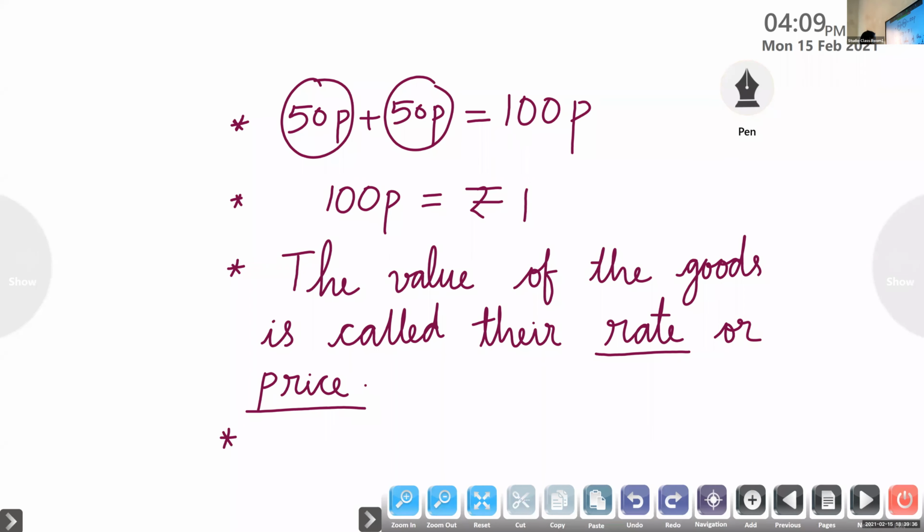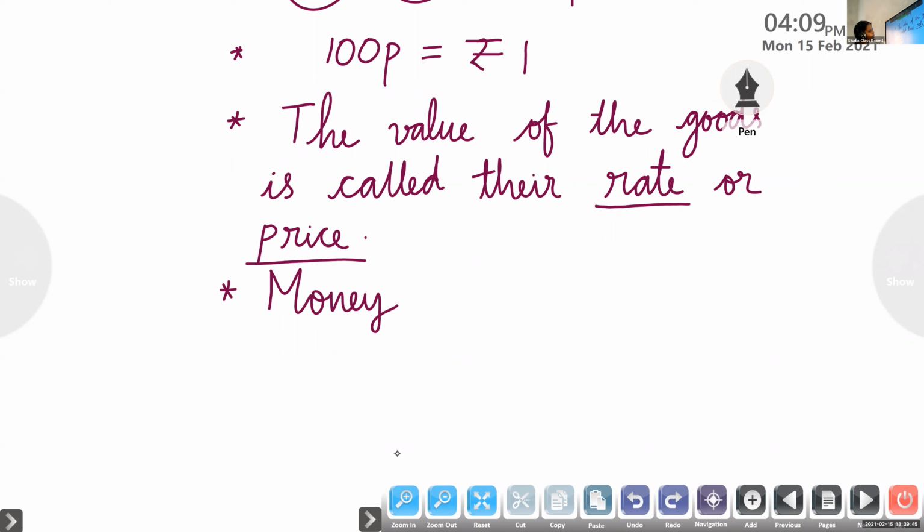Okay, now we can write the next point. M-O-N-E-Y. Money. Money is. W-R-I-T-T-E-N. Money is written. Written. I-N. In.